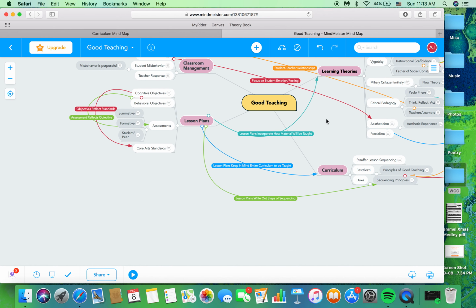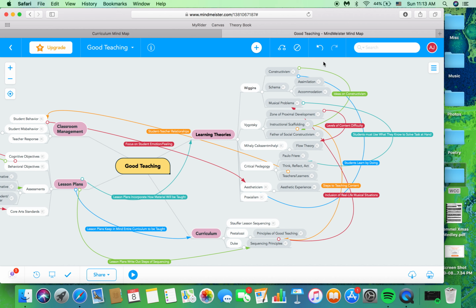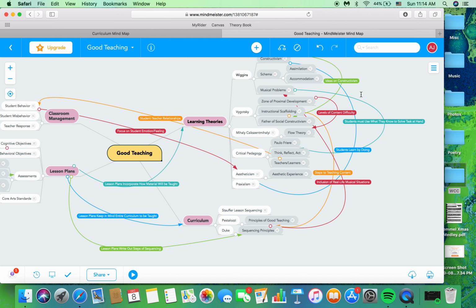Okay, so thinking about the map as a whole, some big things that I related to are obviously Wiggins' constructivism. I related that to Vygotsky and his idea of social constructivism. They're both ideas that students learn from experience, so I just linked those together. I also linked constructivism with praxialism because they both kind of say that students learn best by physically doing something. So those relate in that way.